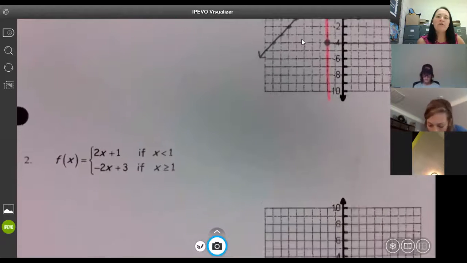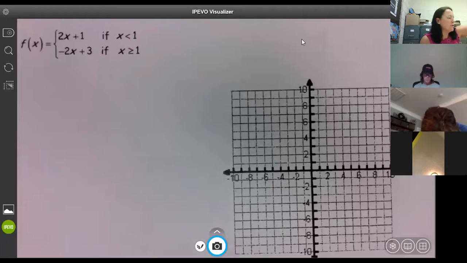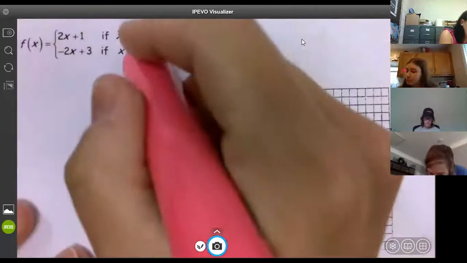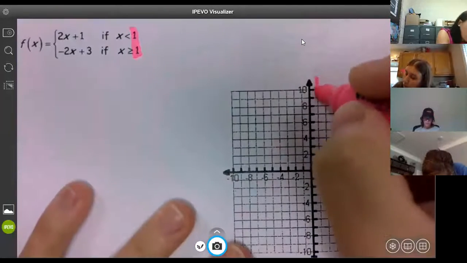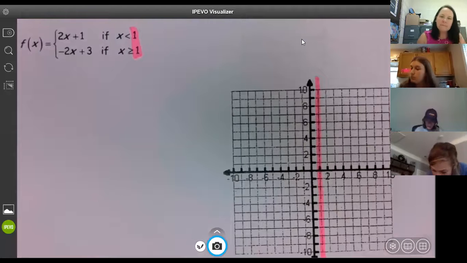So knowing what you just saw, how do I start this one? What did I do first? You're going to highlight the 1. Yes, your boundary is at 1. So I'm going to highlight 1.